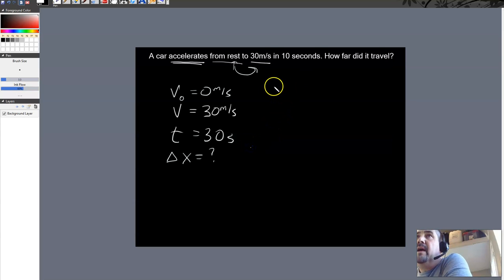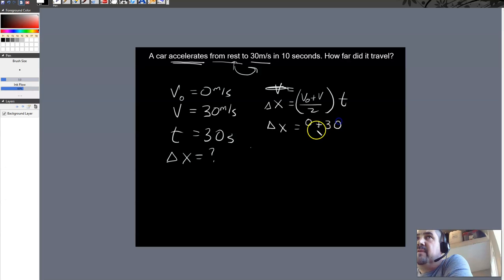So I'm going to use that equation, and the equation is this. Delta x, change in position, is equal to initial plus final divided by 2, and then we times it by the time. So let's go delta x, plug them in. Starting speed is 0, plus the final speed is 30, divided by 2, and then we're going to times that all by the time, 10 seconds.